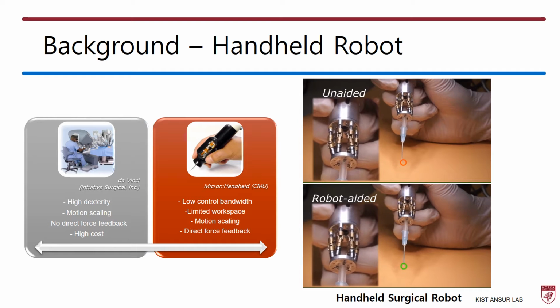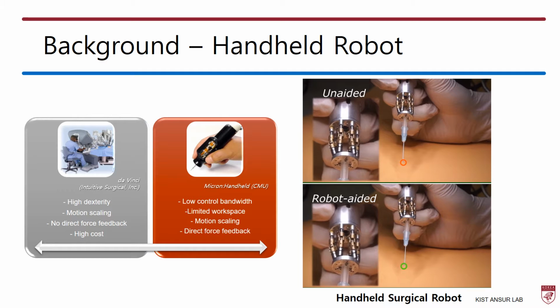Although this robot has a small workspace, it has the advantage of being able to feel the direct force, and the running time to operate is very short. If you look at the video on the right, you can see the surgical tool in hand. This surgical tool contains a 6 degrees of freedom parallel manipulator, and can compensate for hand tremor of the surgeon.